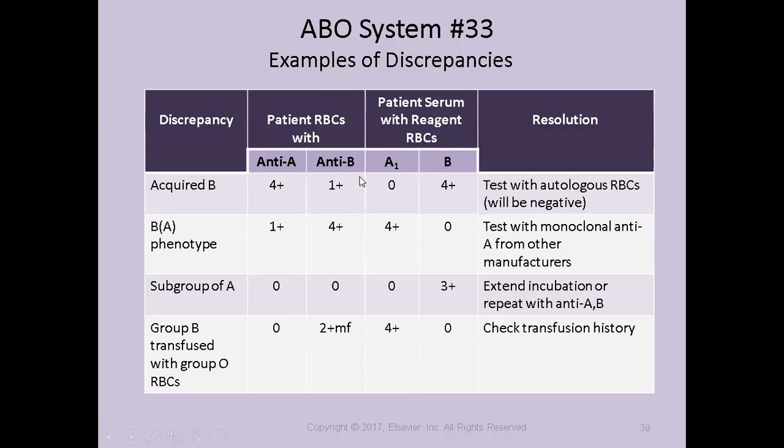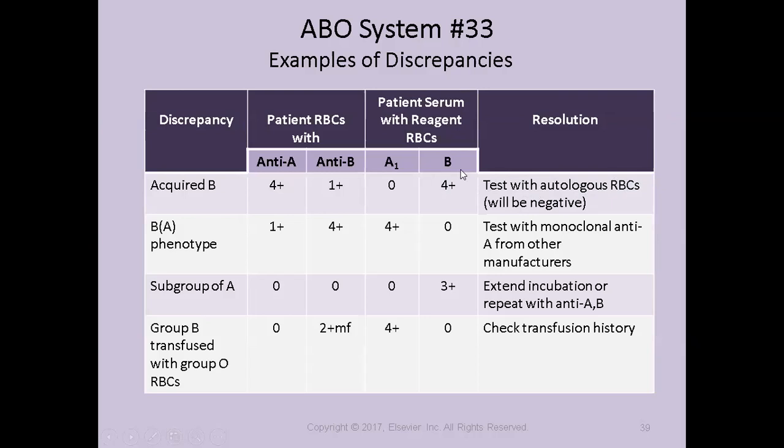Okay, so this is the reaction that looks discrepant. So how are we going to resolve this? We are going to test this patient with autologous red cells. Okay, so what does that mean? We're going to take this patient's serum and we're going to test them with their own red cells.